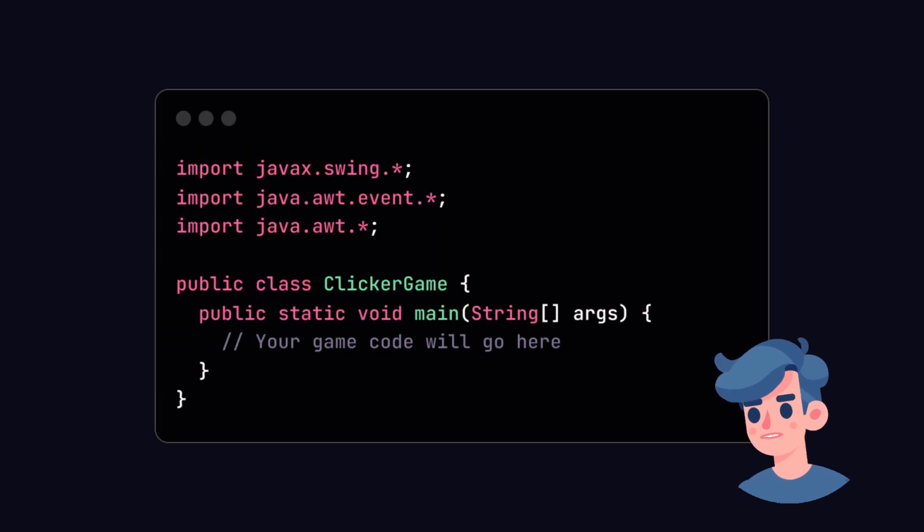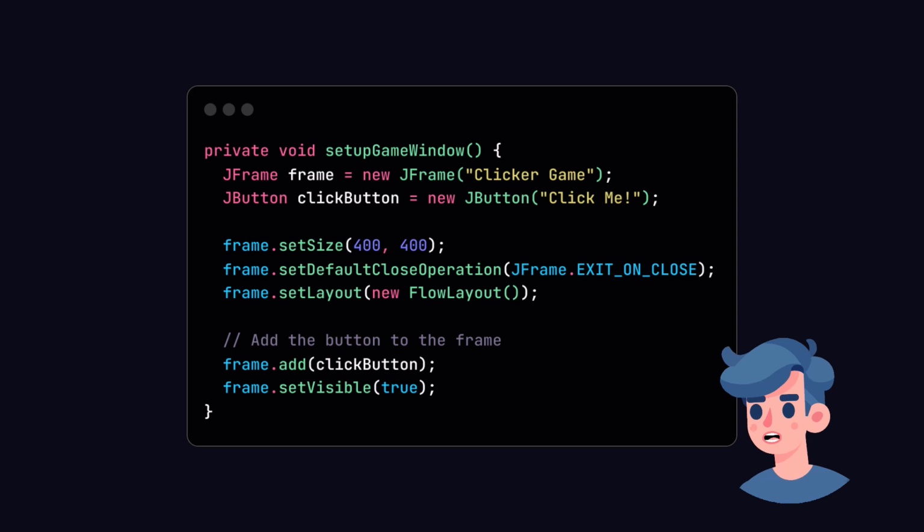Next, we're going to create a simple graphical user interface, GUI, for our game using Swing. Let's import the necessary libraries at the top of our class. Next, we need to create the main JFrame and set its properties. We'll also add a JButton which acts as the clickable item in our game.